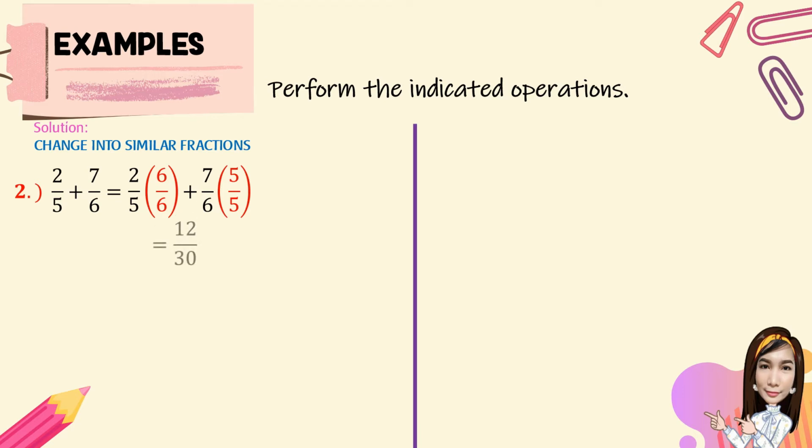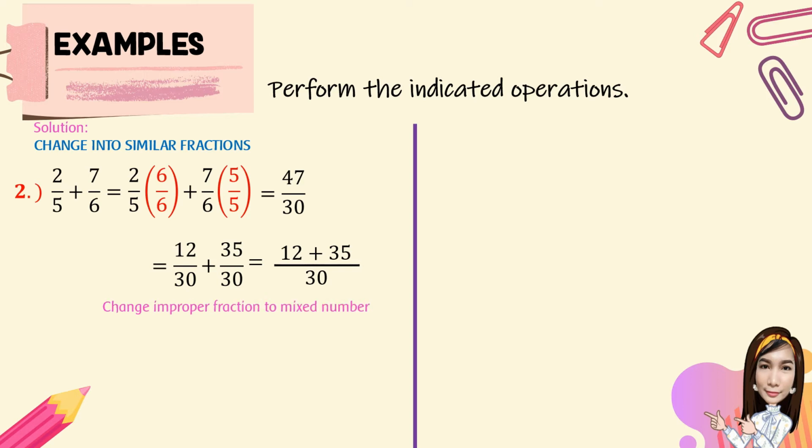So 2 times 6 is equal to 12. 5 times 6 is equal to 30. Plus 7 times 5 is equal to 35. 6 times 5 is equal to 30. Now, as you notice, we have same or like denominators. So we add the numerators, 12 plus 35, then copy the common denominator, which is 30. So 12 plus 35 is equal to 47/30, which is an improper fraction.